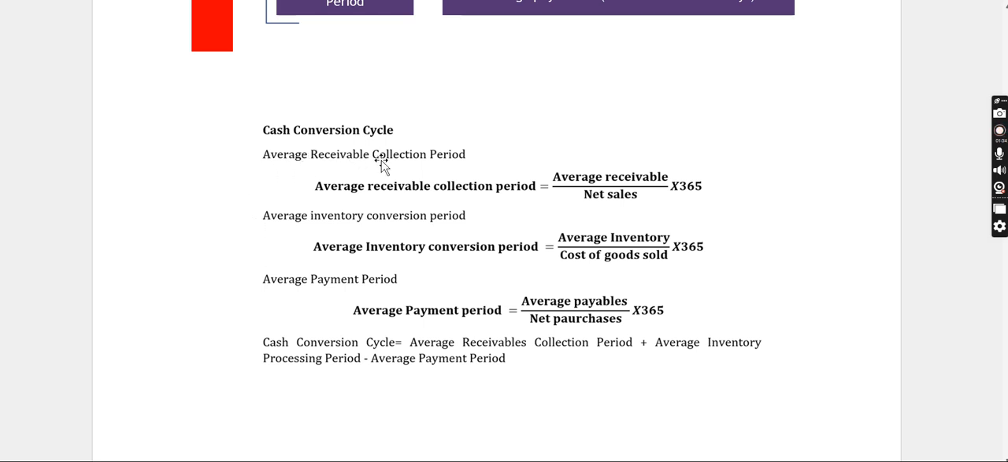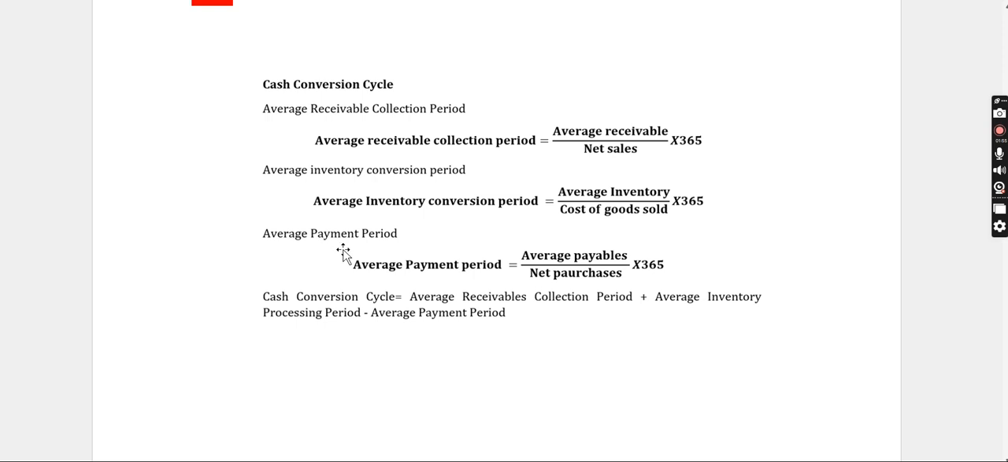Number one, average receivable collection period, which is equal to average receivable divided by net sales, multiplied by 365. Number two, the average inventory conversion period, which is equal to average inventory divided by cost of goods sold, multiplied by 365. The last thing is average payment period, which is equal to average payables divided by net purchases, multiplied by 365.